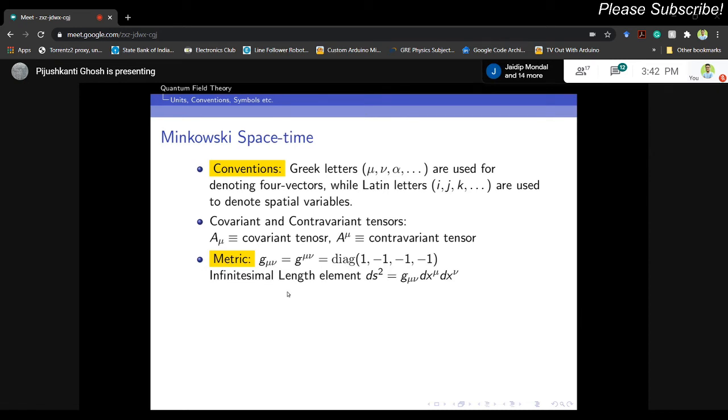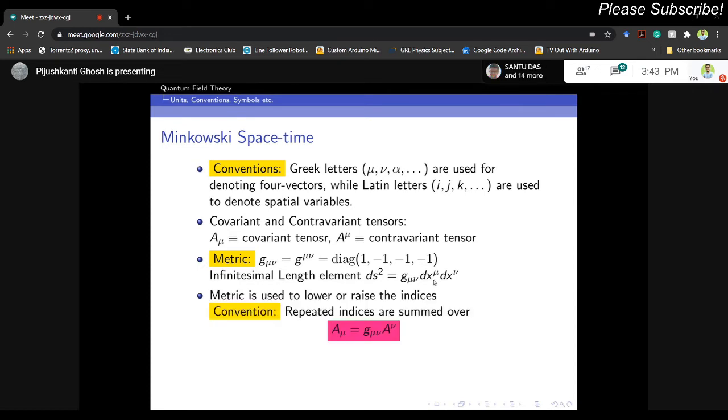And as I said, that you define any space-time, you have to define a metric. That means you have to define a length, and the infinitesimal length element is ds square is equal to g mu nu dx mu dx nu. I will explain what is the meaning of this mu nu. I will explain immediately, unless you are already familiar with it.